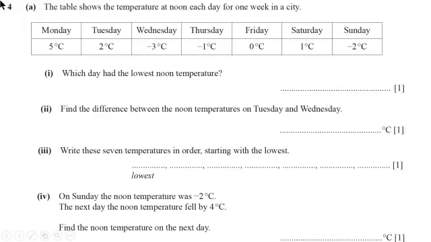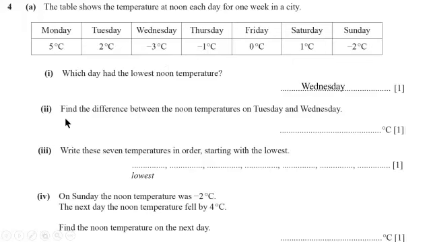Question 4. The table shows temperature at noon each day for 1 week in a city. The first row represents the days, the second row represents the corresponding noon temperature. Which day had the lowest noon temperature? Of course, it is corresponding to -3, which is Wednesday.